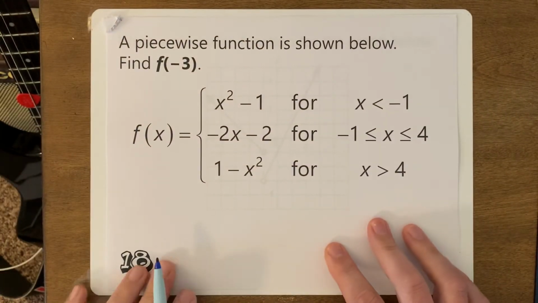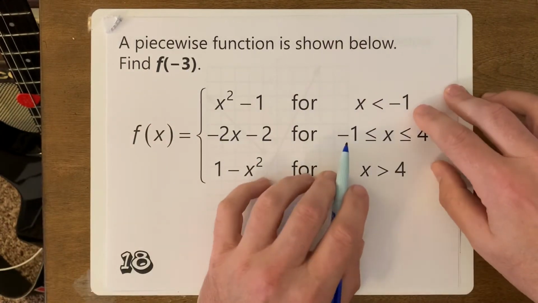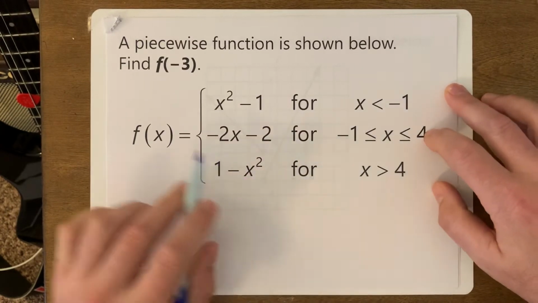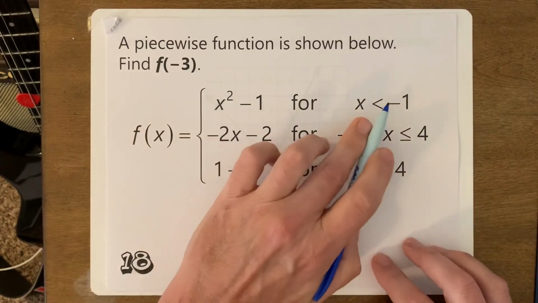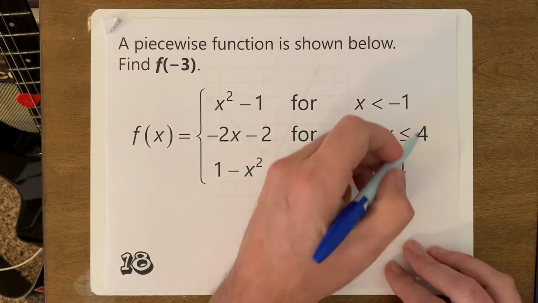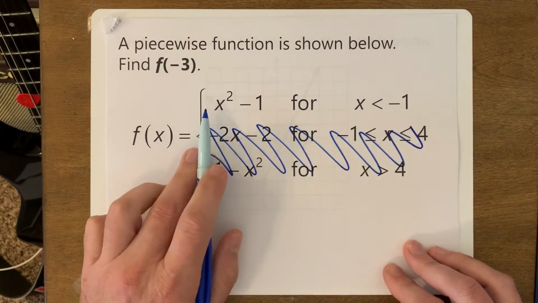Here we have one that's a little more complicated, f of -3. Looks like we have two splits again. One's occurring at -1 and the other one's occurring at 4. So is -3 less than -1? And the answer is yes, it is. So we're not going to look at either of these this time. We're only going to look at the top one.